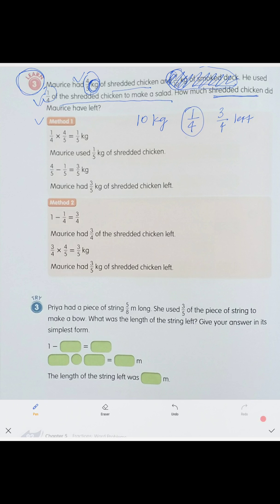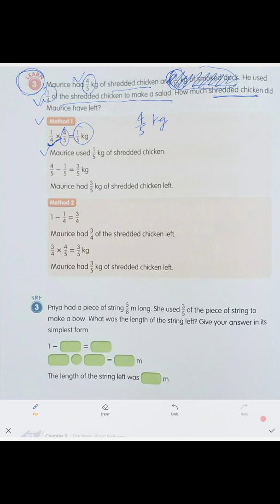If he used 1/4, there's going to be 2.5 kilograms. In our case, it's not 10 kilograms. In our case, it's this one, 4/5. And if you want to know the used part, we multiply the fraction. Multiplication. They calculated 1/5 kilogram. That's the answer. Maurice used 1 over 5 kilogram of shredded chicken, right?